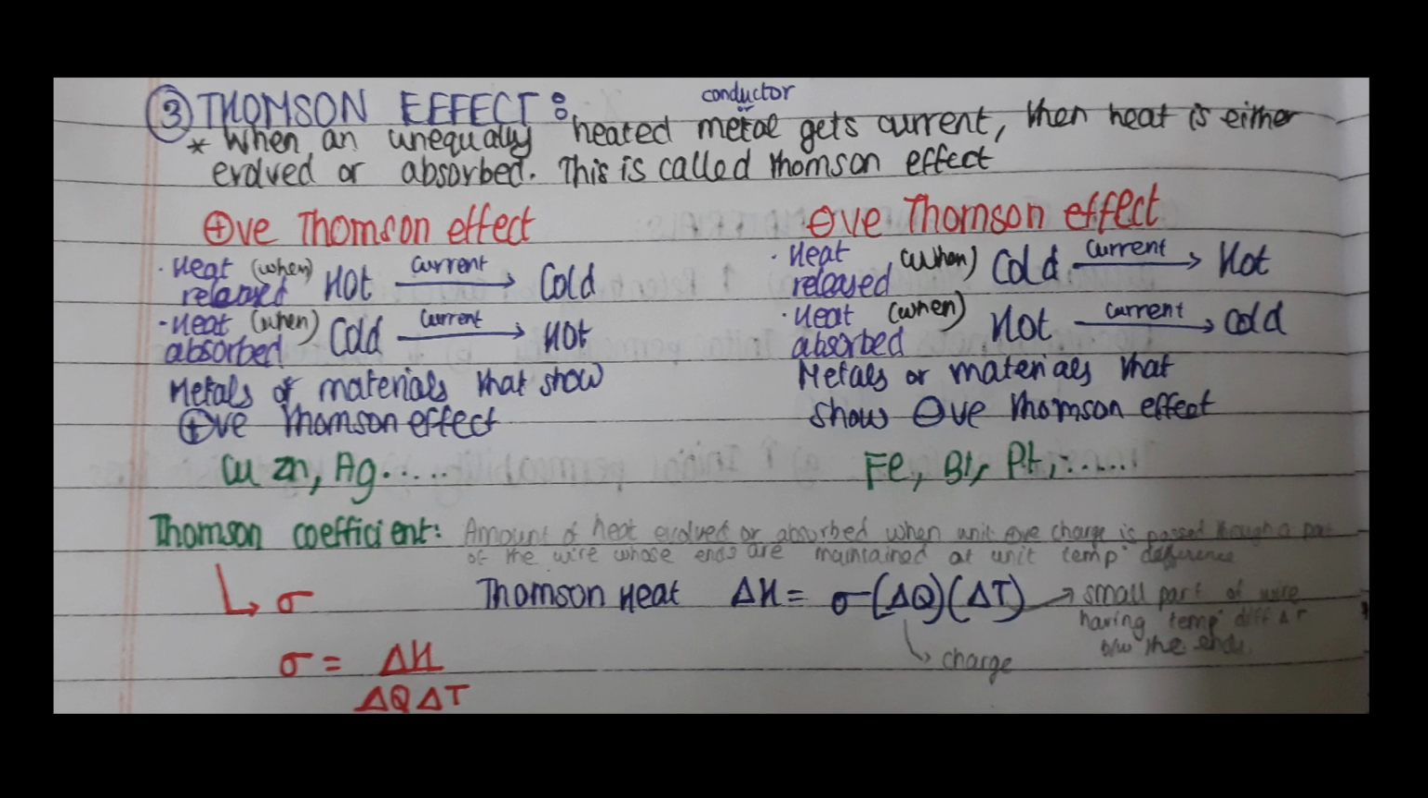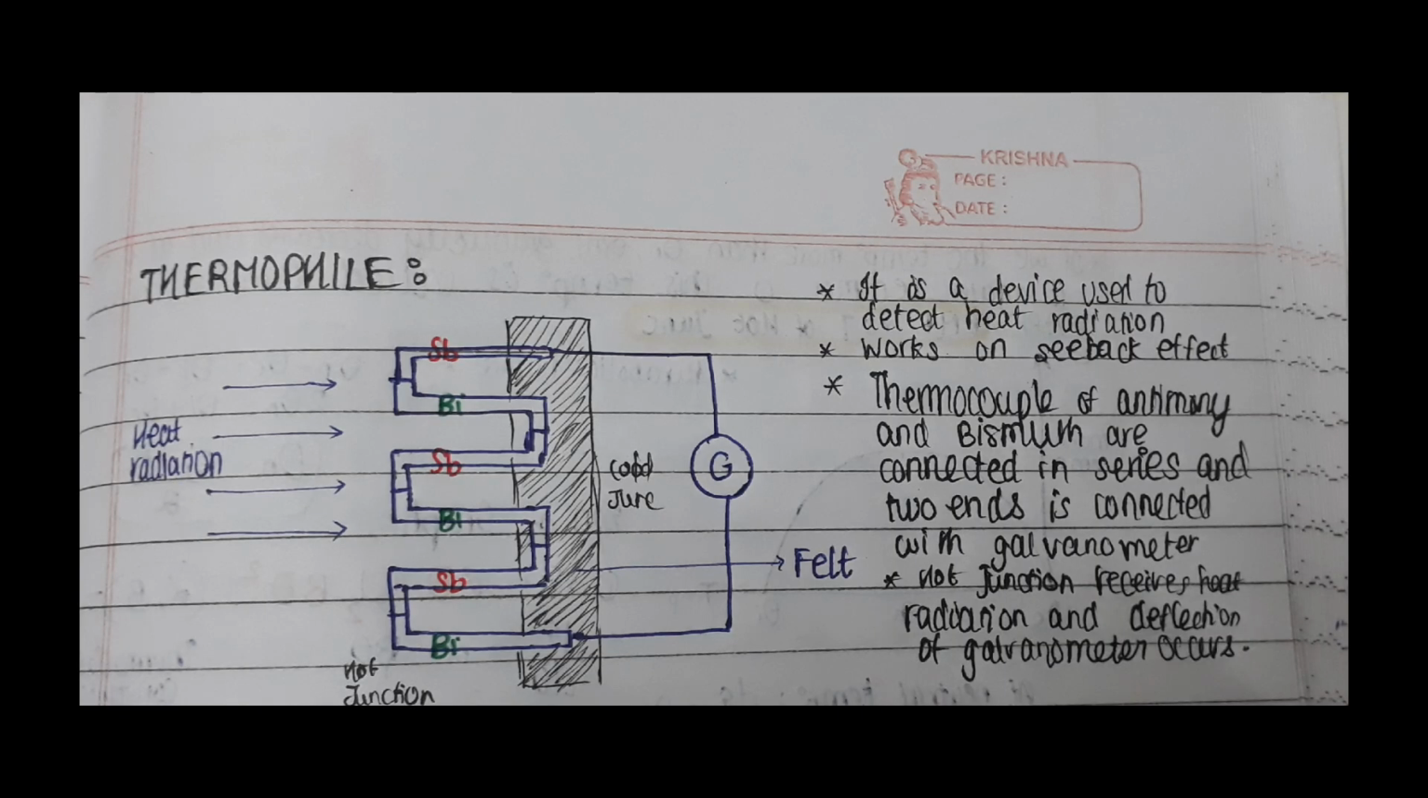Last topic is thermopile. Thermopile is a device used to detect heat radiation. It works on the Seebeck effect. Thermocouples of antimony and bismuth are connected in series and two ends are connected with a galvanometer. Thermopile can detect temperature differences on the order of 10 power minus 3 degrees Celsius.